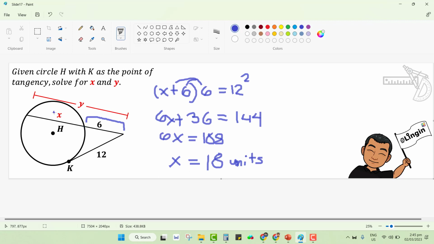Now that we have the value of x, we can just simply use that to solve for the value of y. For y is the entire secant segment, and it's computed as x plus 6. And since x is 18, you'll have here 18 plus 6. The value of y, or the length of the secant segment represented by y, is 24 units. So this is how we solve x and y for this given circle H.